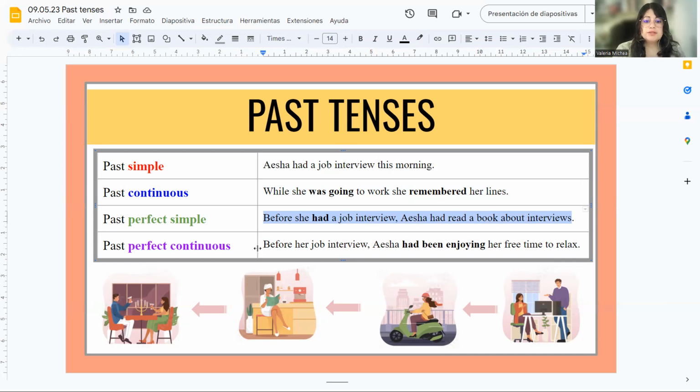And even before that, we have this action. Before her job interview, Aisha had been enjoying her free time to relax, right? So she didn't only study for the interview, but she also relaxed a little bit, right? So all this happened before the last event that was the job interview, right? So this is a very simple way of narrating a story. We have 3 actions happening in our story. It's a very short story, but it is a way to start.